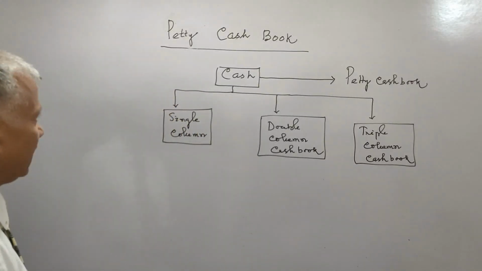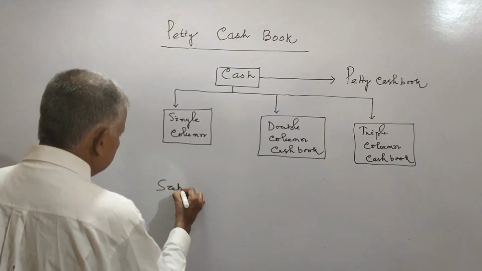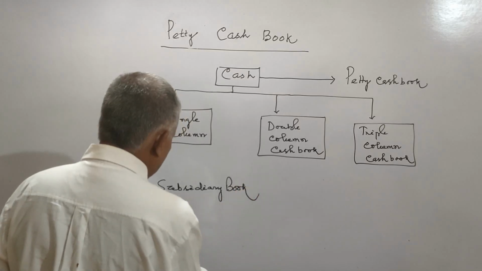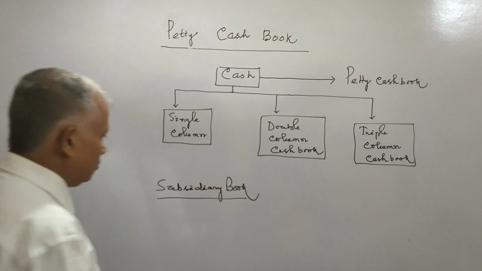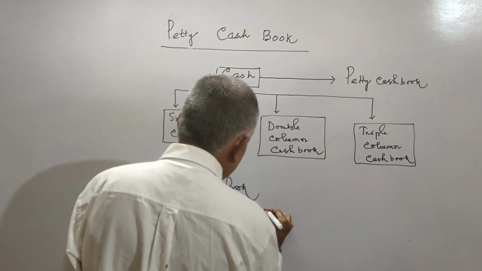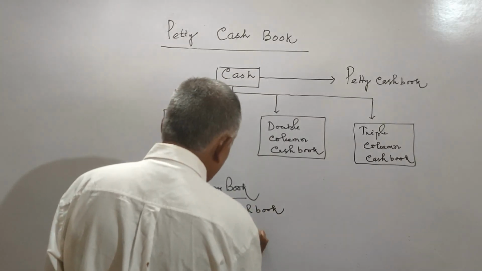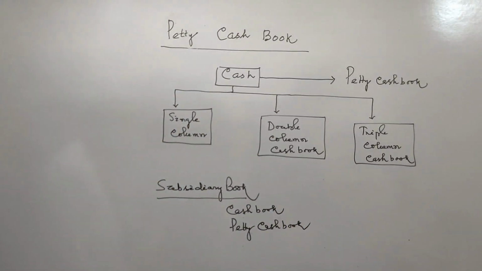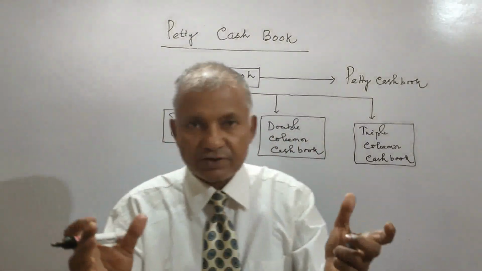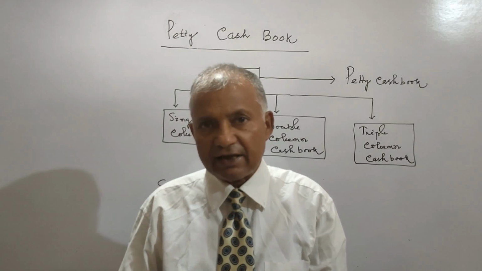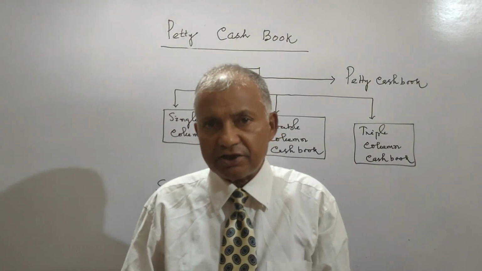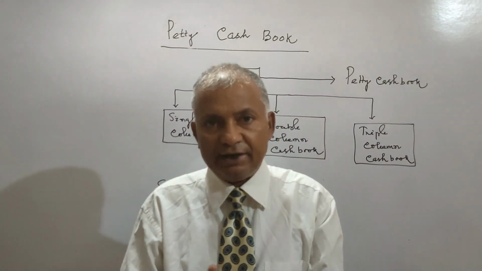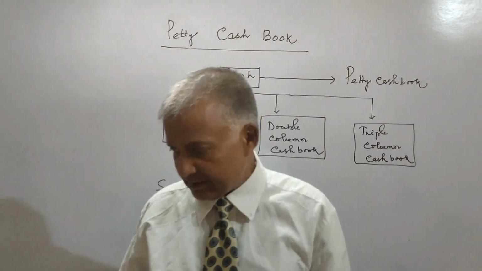This petty cash book and the cash book both are subsidiary books. Under this subsidiary book, both cash book and your petty cash book are coming. The word petty means small transactions are recorded. Very small transactions of numerous nature, of bundled nature, of repetitive nature, these are recorded in the petty cash book.